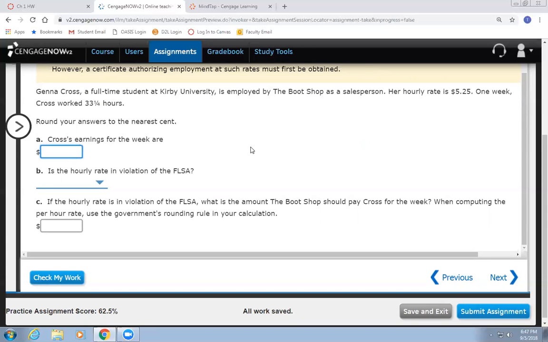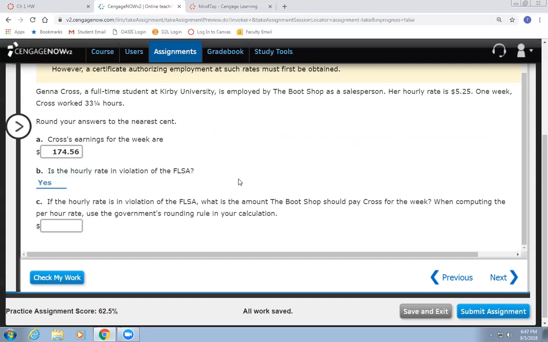$174.56. Perfect, $174.56. However, is this hourly rate in violation of the Fair Labor Standards Act? Yes, it sure is. So I'm going to answer yes on that one. Well, yeah, they're paying her $5.25. They should be paying her a minimum of $6.17 an hour.